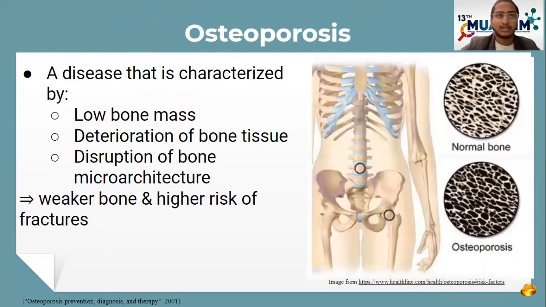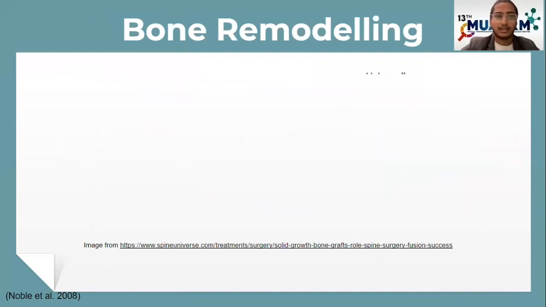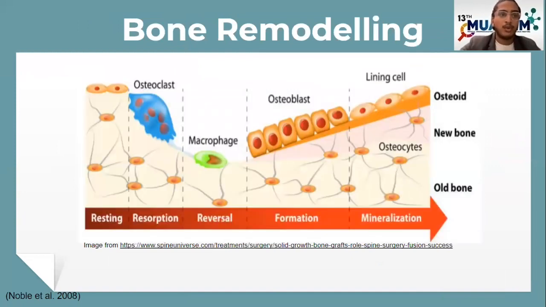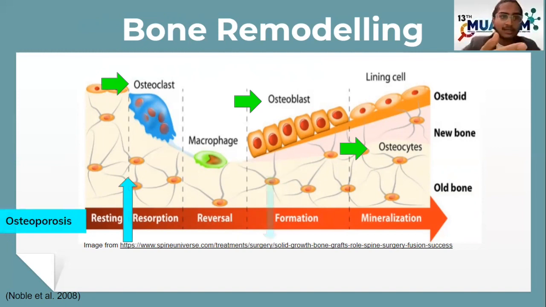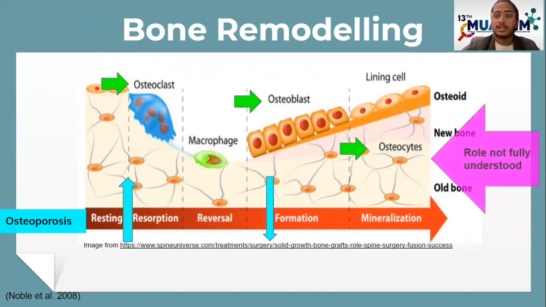So what is osteoporosis? It's a disease characterized by low bone mass, deterioration of bone tissue, disruption of bone microarchitecture. So this will lead to weaker bone and a higher risk of fractures in elderly. What is bone remodeling? It's a continuous process of synthesis and destruction of bone in mature structure. So this is governed by three components, which are osteoblasts, osteoclasts, and osteocyte. So if bone formation and bone resorption is not tightly regulated, osteoporosis can occur. The role of osteoblasts and osteoclasts is widely investigated and research has been done, but the role of osteocyte is not fully understood.